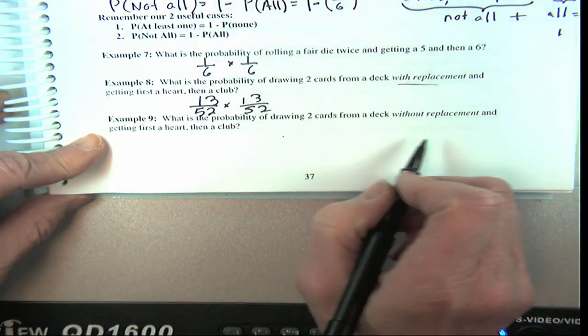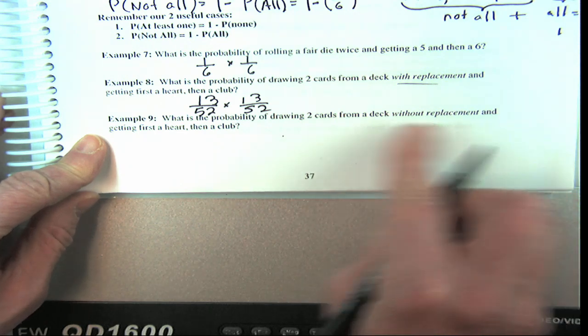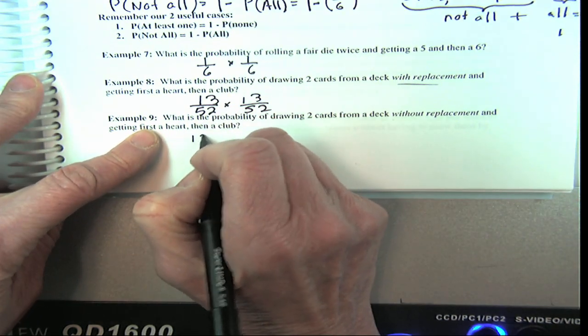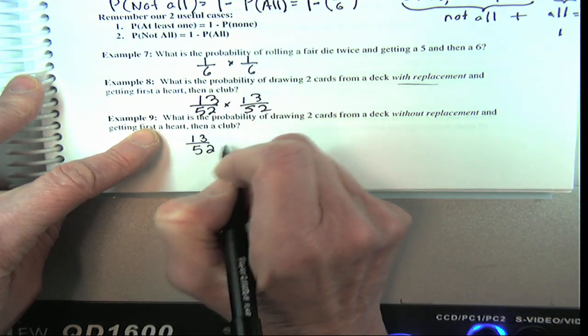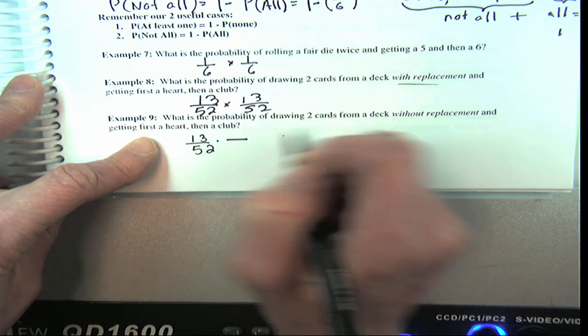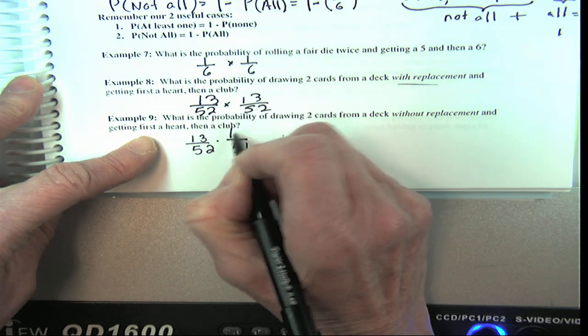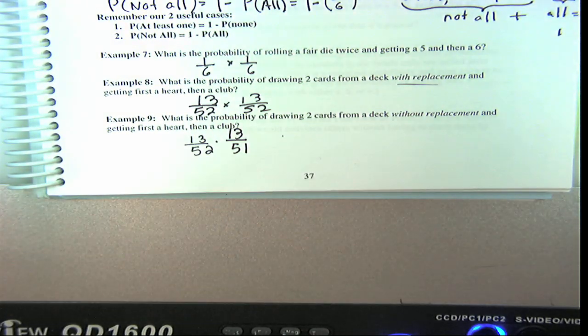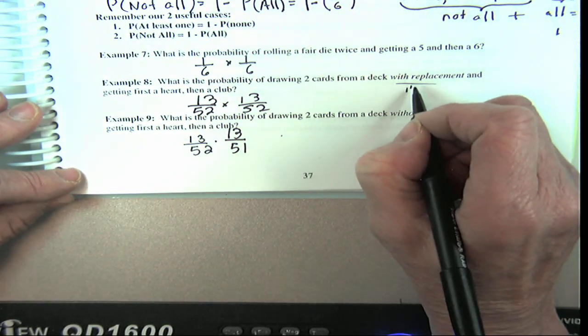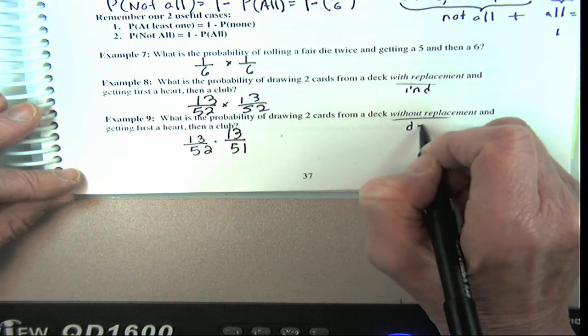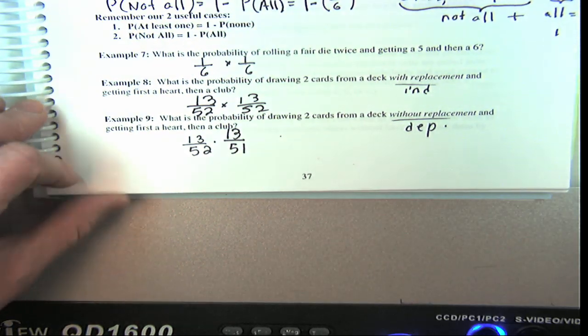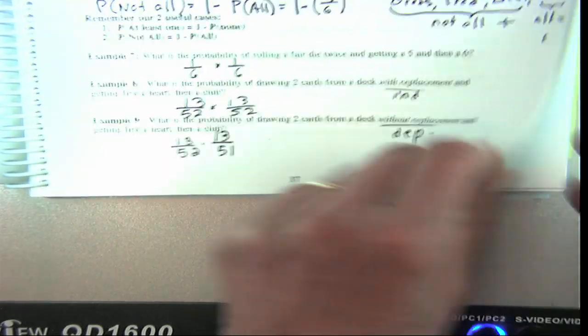How about without replacement? Well, this is the probability. Okay, first a heart, it's 13 hearts out of 52. And then you don't replace that heart, so you only have 51 cards left, but you still have 13 clubs left. So that's what it looks like. So this is independent, and this is dependent. All right, so that's it for page 37.